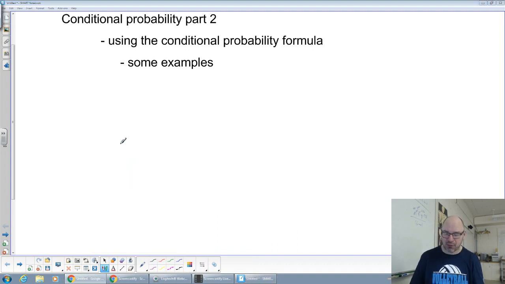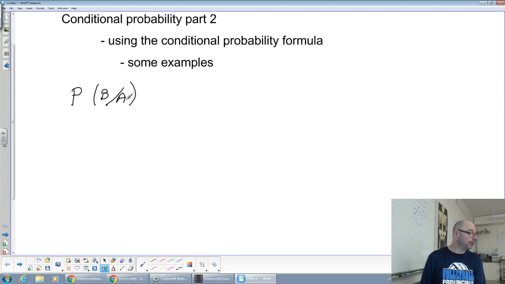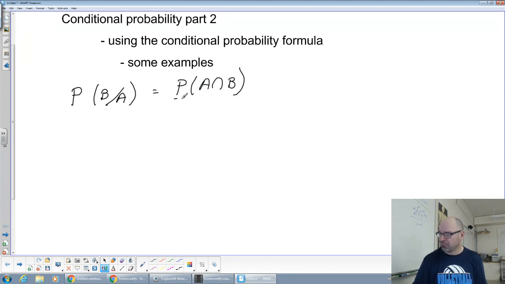Okay, so if we are looking at the probability of event B given A, that's equal to the probability of, let's make sure we get it right, A intersect B, A and B, divided by the probability of A.